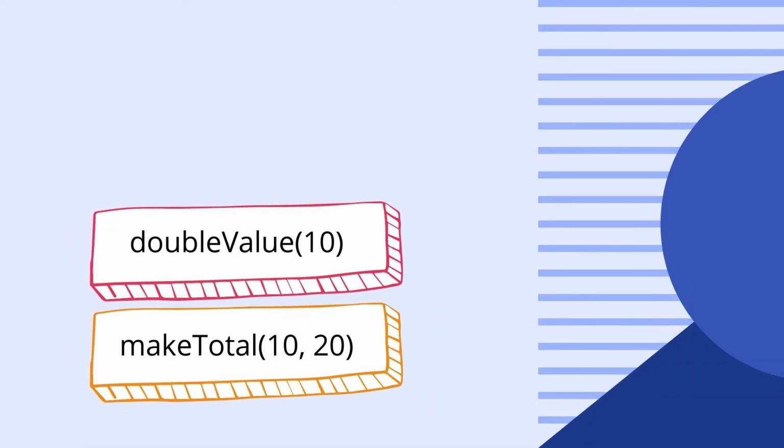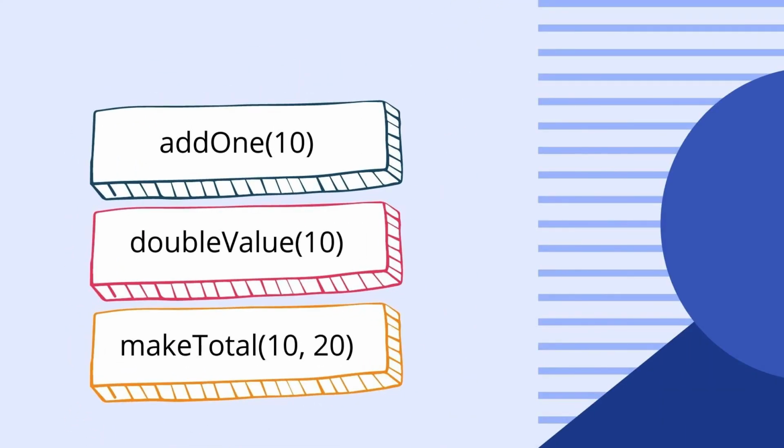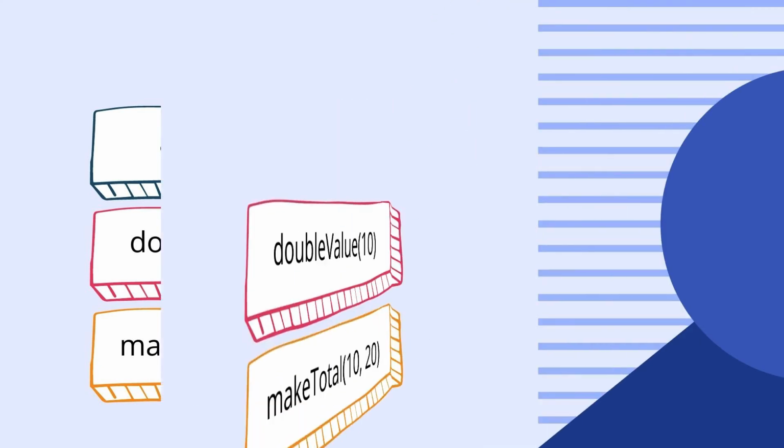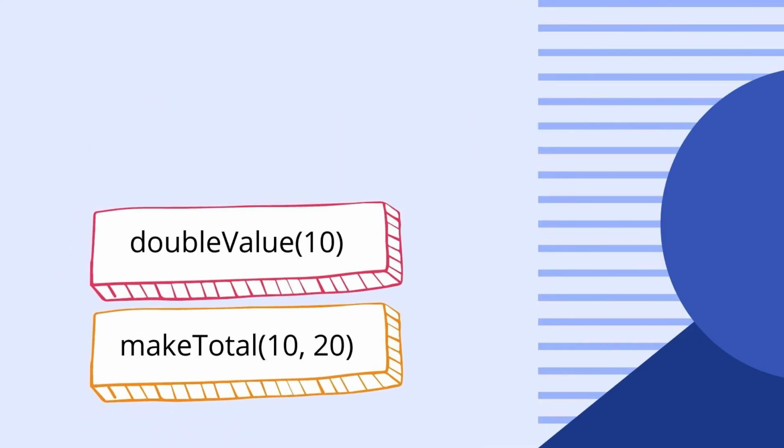The function double value calls the add1 function, passing in the value parameter, which was the parameter from the makeTotal function, so 10. The double value function has not yet returned anything, so this also remains on the call stack. The add1 function also gets added onto the call stack. The function add1 returns the total from adding 1 to the value parameter, so 10. As this function returns a value, this now gets popped off the call stack, and now we can see the current state of the call stack.